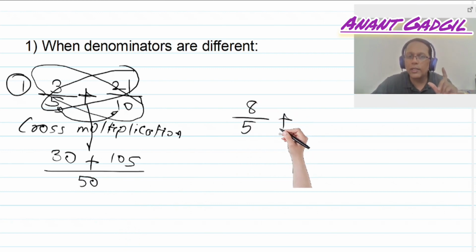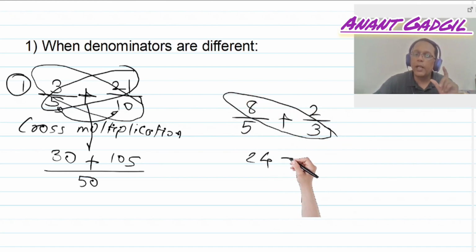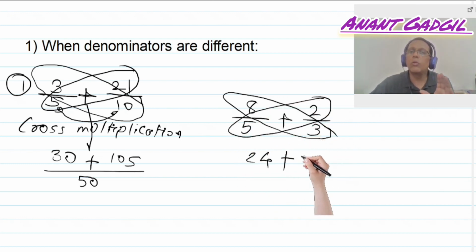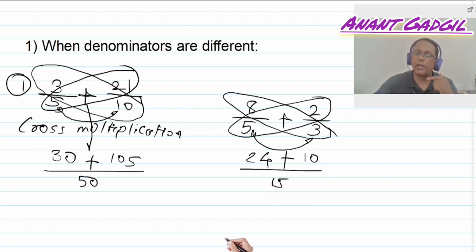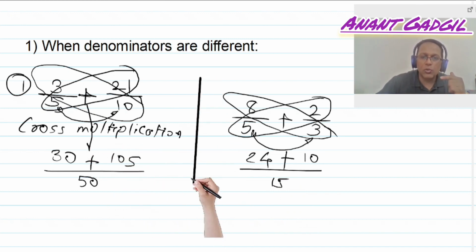Let's see another question for this step. You first multiply these two numbers, so 8 times 3 is 24, then you write whatever the sign is there in the middle. Then you multiply these two numbers, that is 5 times 2 is 10, and in the denominator you multiply this 5 and 3, it becomes 15.